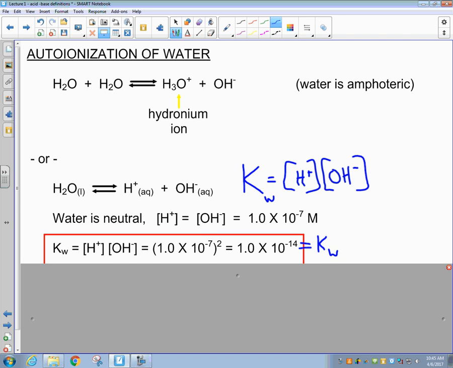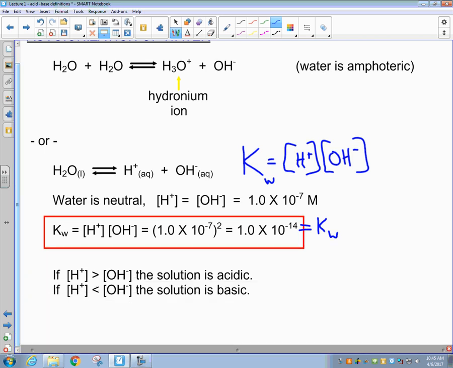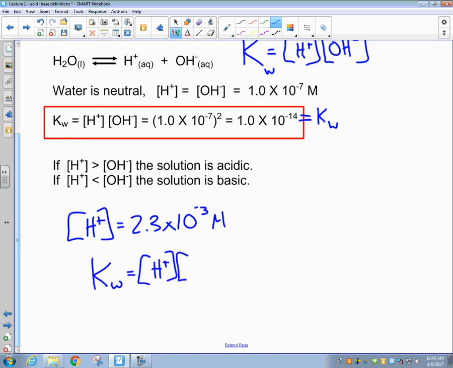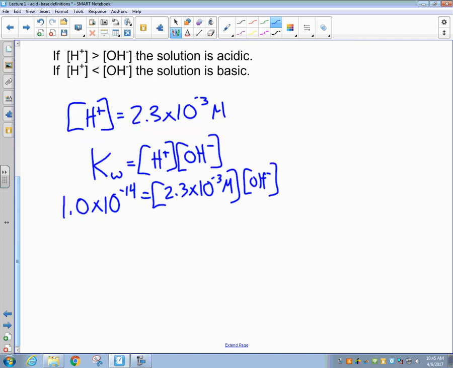If we scroll down here. Let's say we had a hydrogen ion concentration of 2.3 times 10 to the minus 3rd molar. We could use our KW expression, which is the hydrogen ion concentration times the hydroxide ion concentration, knowing that we're at 25 degrees Celsius, our K value is a constant. We have 2.3 times 10 to the minus 3rd molar as our hydrogen ion concentration, and we can go ahead and solve this for our hydroxide ion concentration.